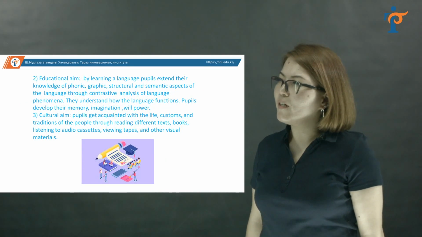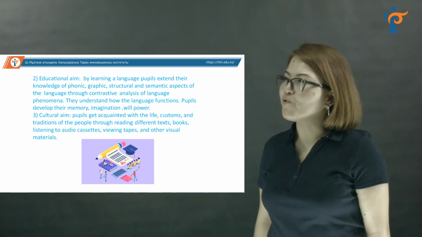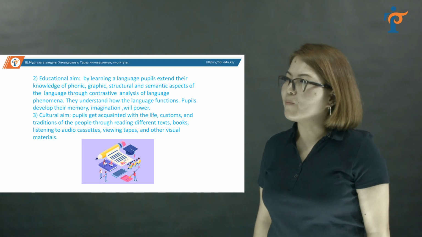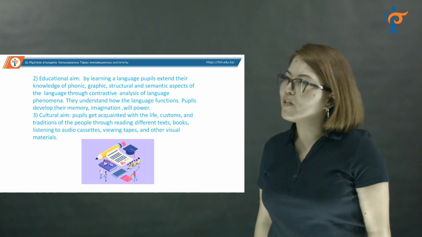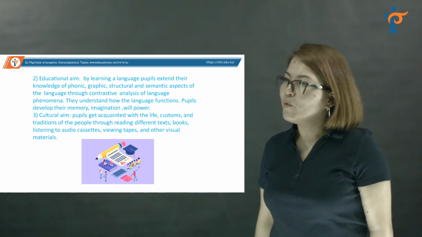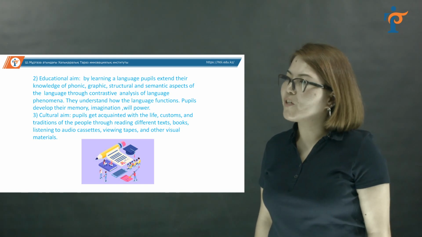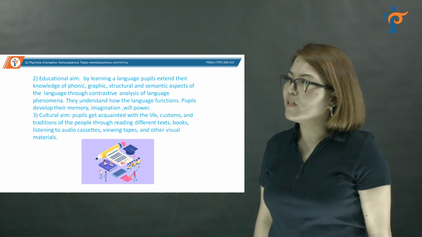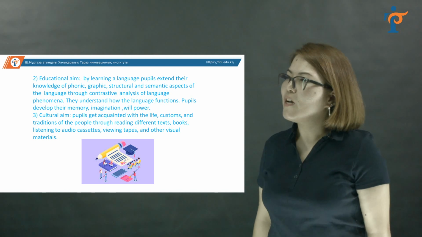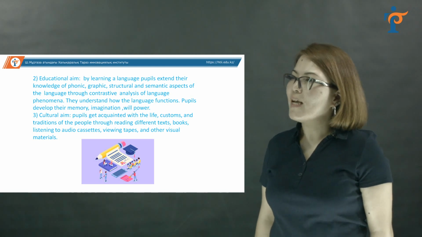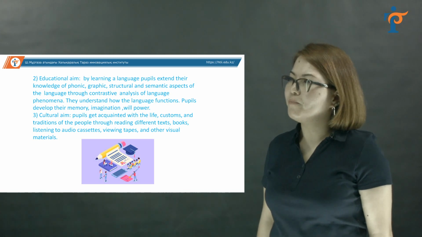The second is educational aim. By learning a language, pupils extend their knowledge of phonics, graphics, structural, and semantic aspects of the language through contrastive analysis of language phenomena. They understand how the language functions. Pupils develop their memory, imagination, and willpower. The third aim is cultural aim. Pupils get acquainted with the life, customs, and traditions of the people through reading different texts, books, listening to audio cassettes, viewing tapes, and other visual materials.